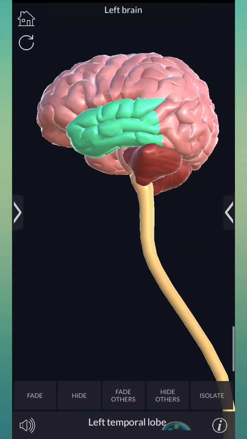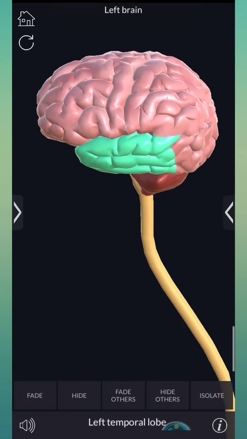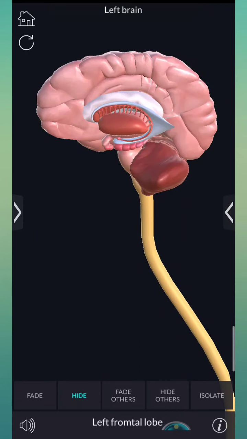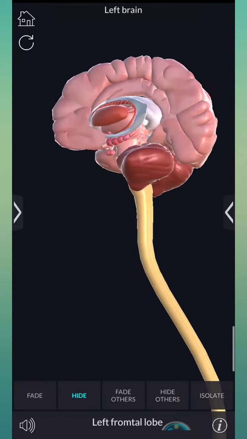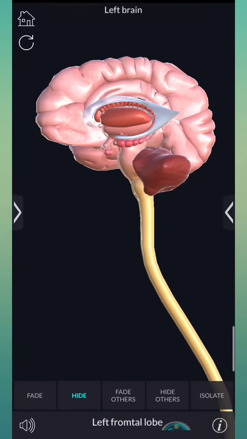And if you hide this area, or you can say the section of the brain, the longitudinal section of the brain, you can see this type of our brain. In this screen, this part is the putamen. This green marked area is the putamen.